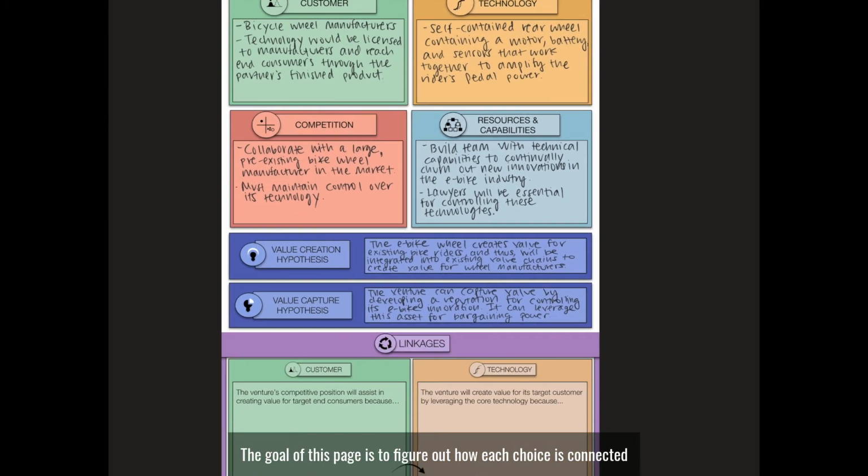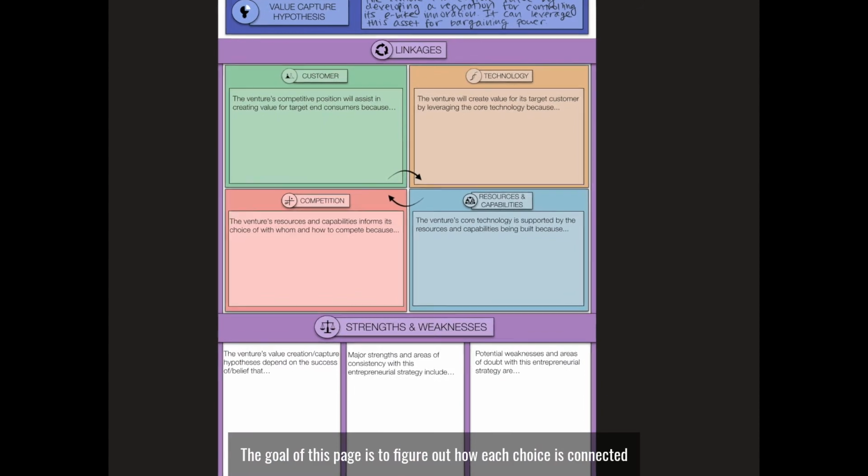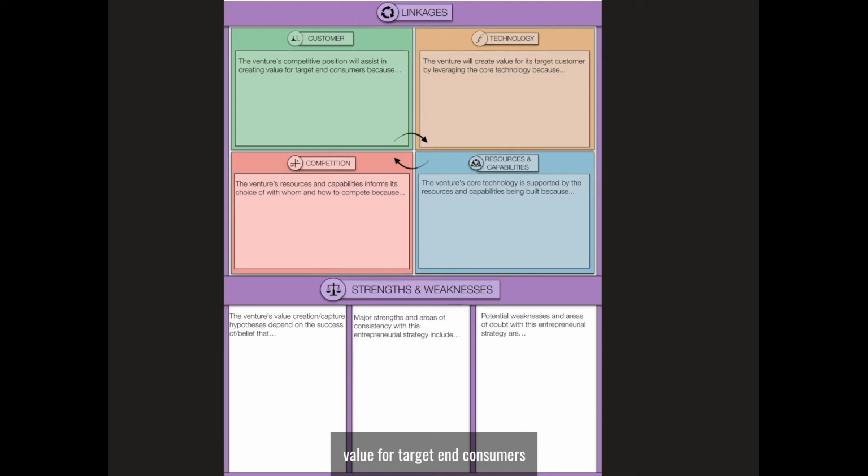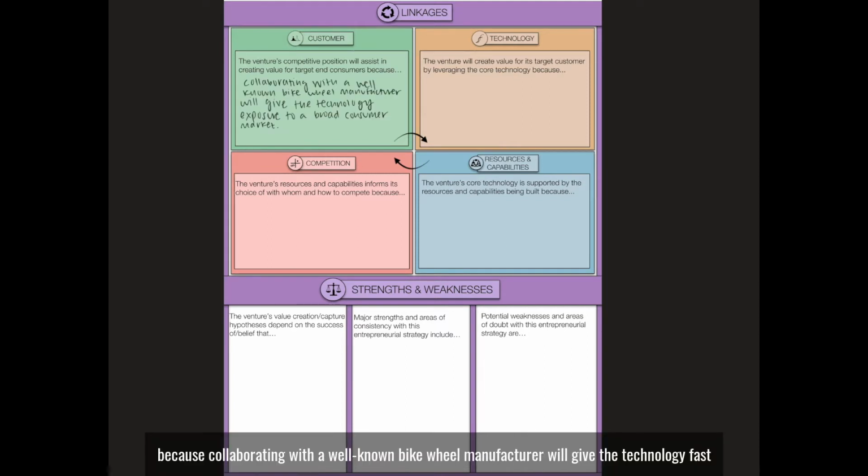The goal of this page is to figure out how each choice is connected and determine if these connections strengthen the strategy or expose some underlying weakness. So let's get started. The venture's competitive position will assist in creating value for target customers because collaborating with a well-known bike wheel manufacturer will give the technology fast exposure to a broad consumer market. By choosing to collaborate, the Copenhagen Wheel will become available to all of the wheel manufacturer's customers pretty quickly, and that is a massive advantage.